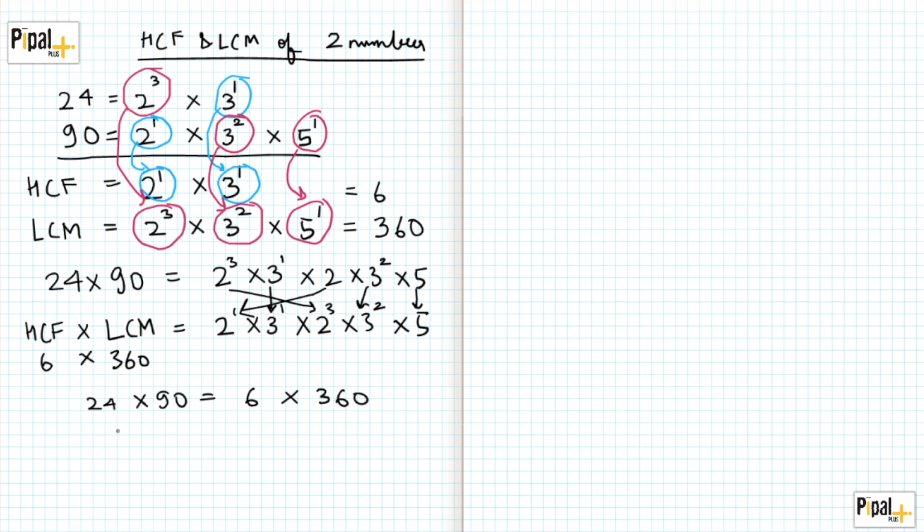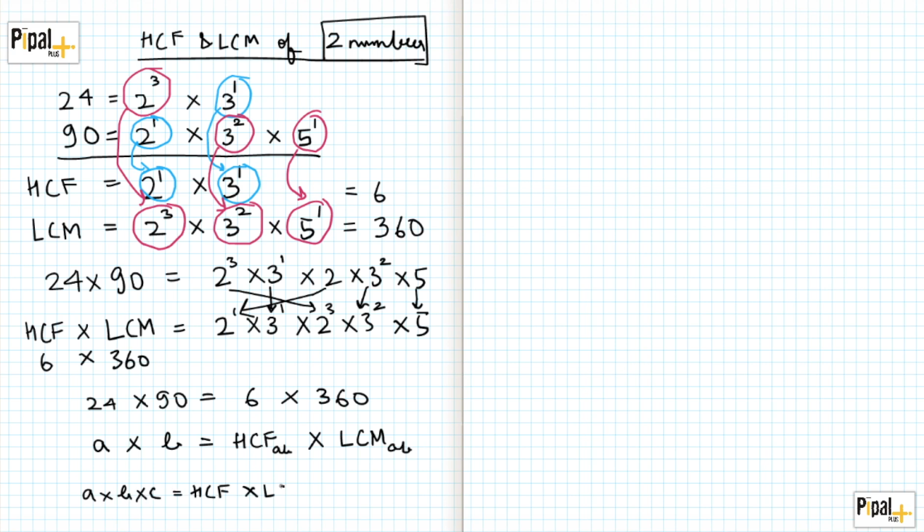If I were to generalize this result, if I have two numbers A and B, then their product is going to be equal to their HCF, which I'm going to represent by HCF of AB, multiplied by their LCM, which I'm going to represent by LCM of AB. Now mind you, this is true only for two numbers. This result is not going to be true for three numbers. So please don't try A into B into C equals their HCF and LCM. This works only for exactly two numbers.